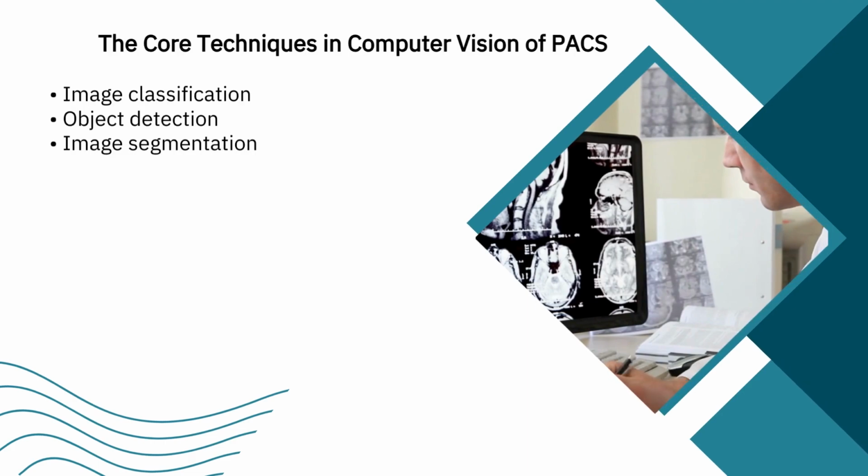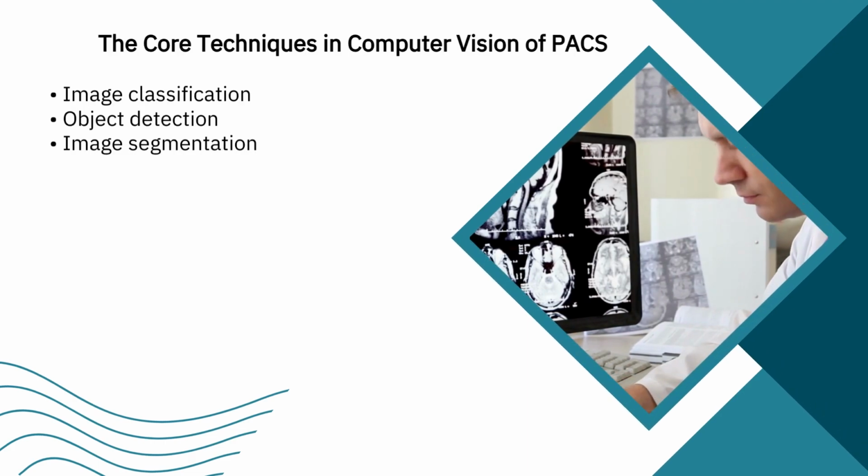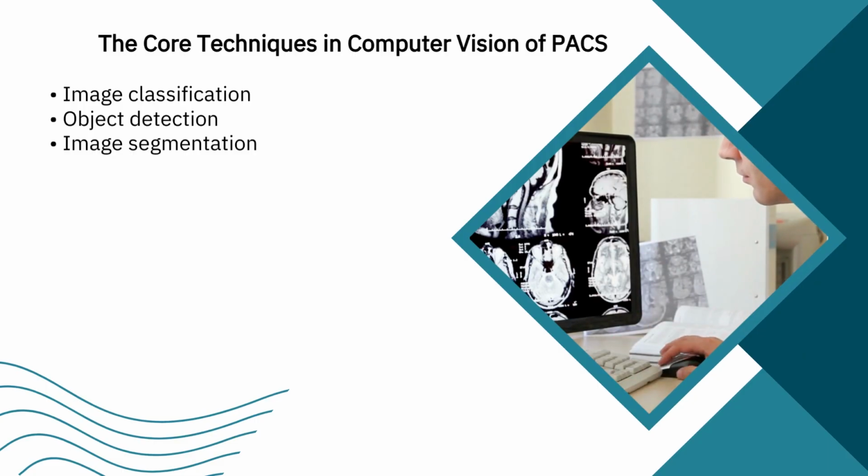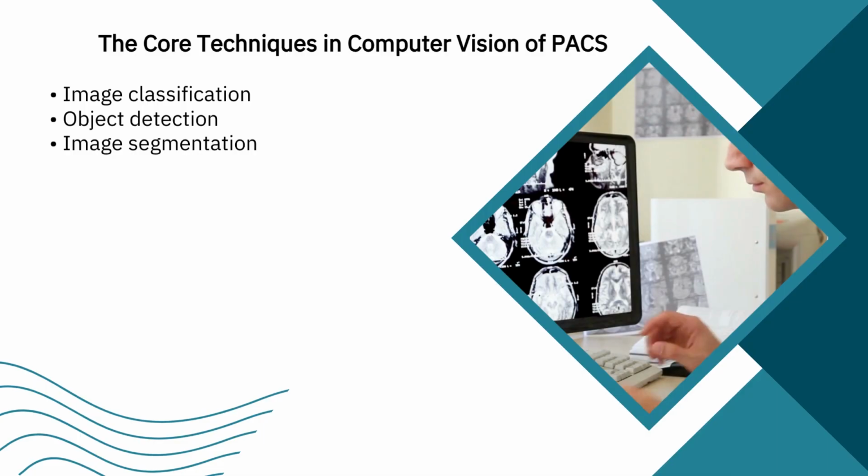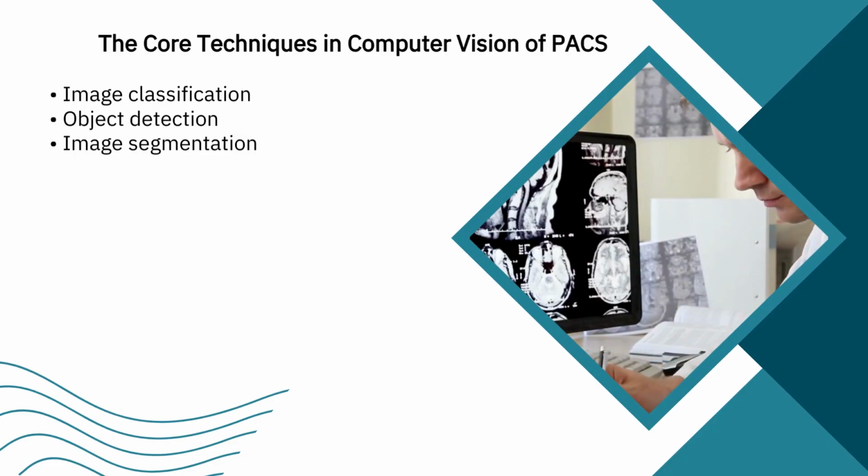Computer vision relies on several core techniques. Image classification is about identifying the overall content of an image, deciding if a picture is of a cat, a dog, or a car. Object detection goes a step further, locating and labeling multiple objects in an image, along with their positions.